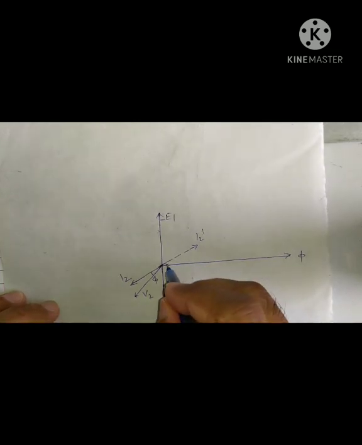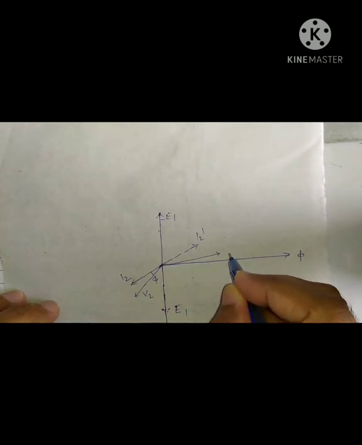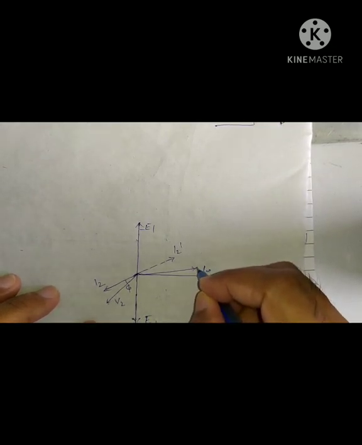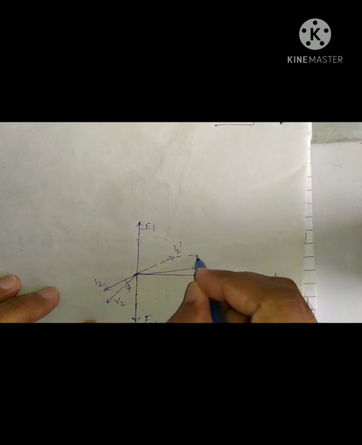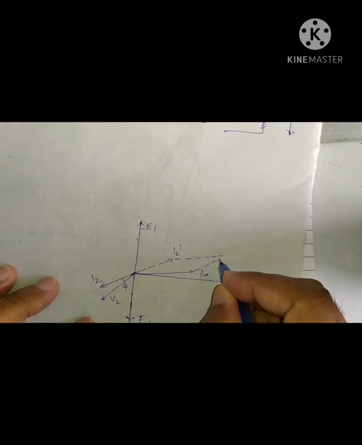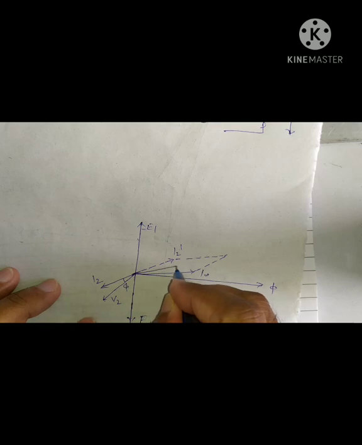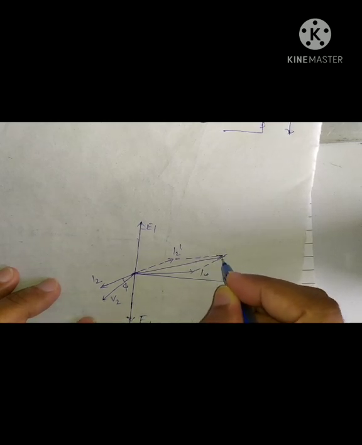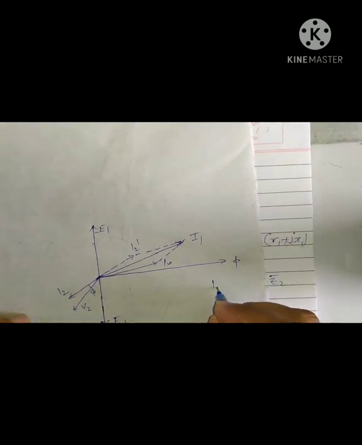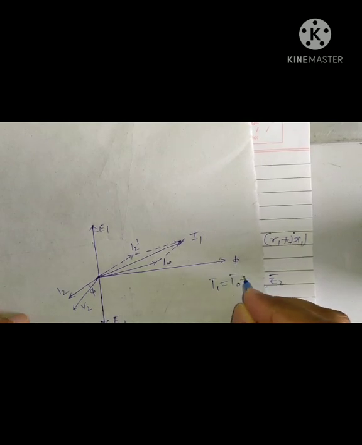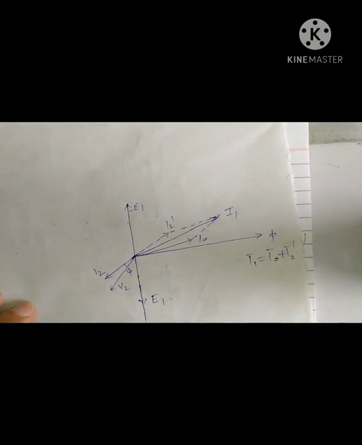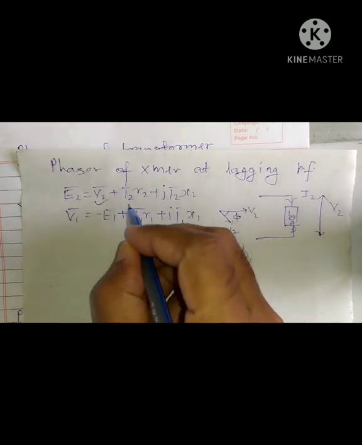I0 we know, which is I0, and I0 plus I2 dash is I1. So let me complete this parallelogram. So this current is I1. Okay, we know I1. I1 is I0 bar plus I2 dash. Now V2 is located. Now go for I2R2.